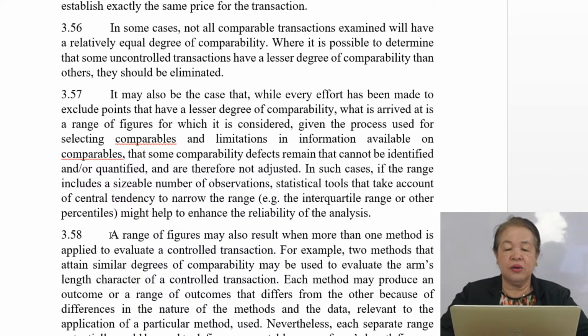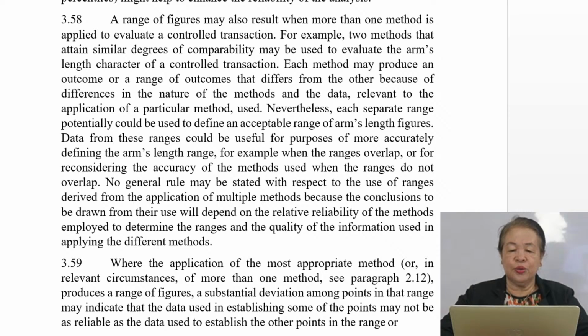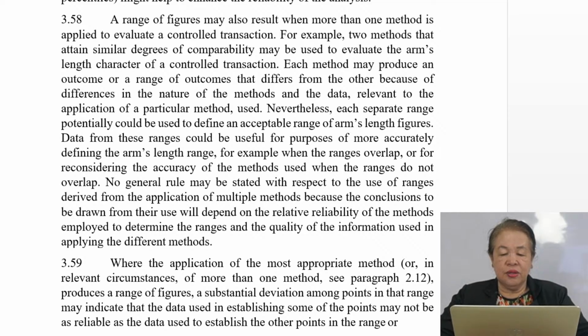A range of figures may also result when more than one method is applied to evaluate a controlled transaction. For example, two methods that attain similar degrees of comparability may be used to evaluate the arm's length character of a controlled transaction. Each method may produce an outcome or a range of outcomes that differs from the other because of differences in the nature of the methods and the data relevant to the application of a particular method used. Nevertheless, each separate range potentially could be used to define an acceptable range of arm's length figures. No? So data from these ranges could be useful for purposes of more accurately defining the arm's length range.